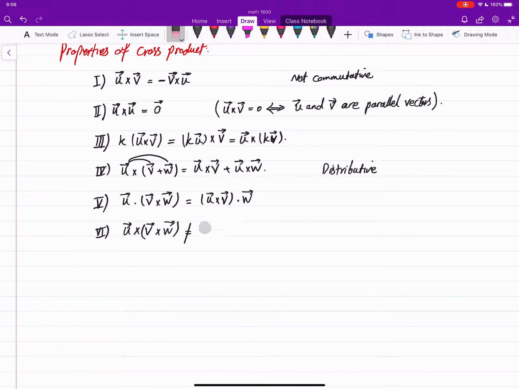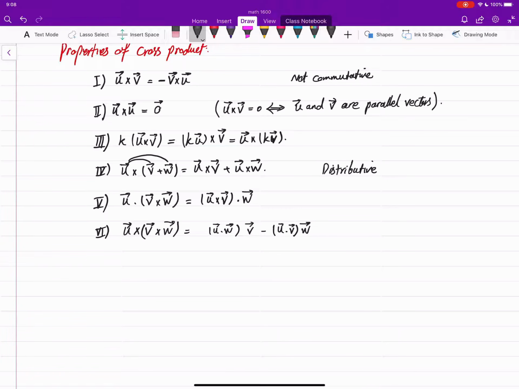What it is, is an interesting fact, which says that this is going to be a linear combination of v and w. The coefficient of v is u dot w, and the coefficient of w is u dot v. Well, negative u dot v, I have to say. And these properties can be used in different cases.